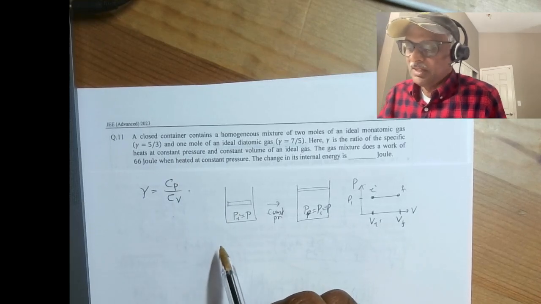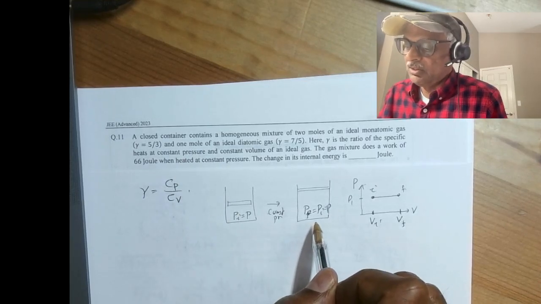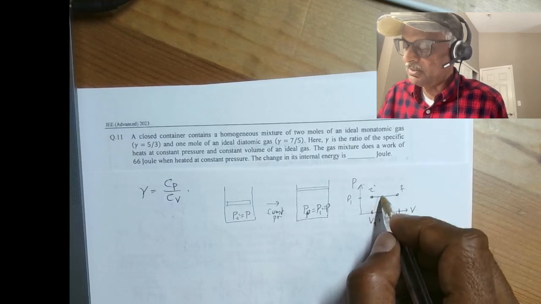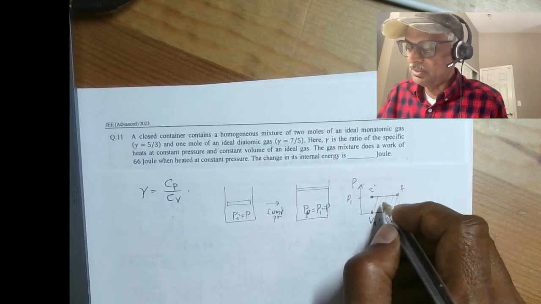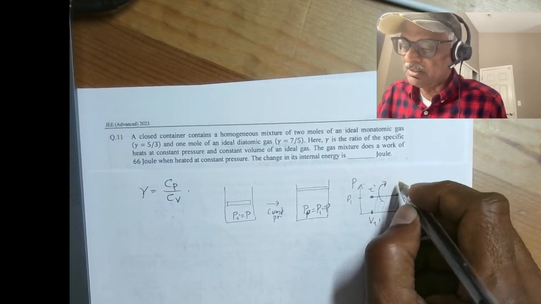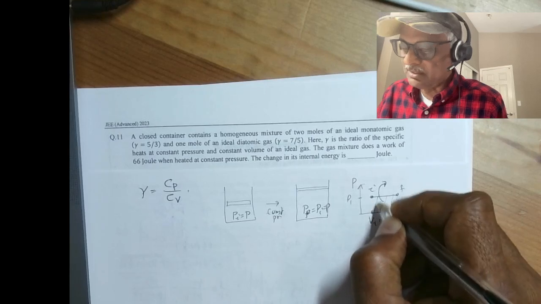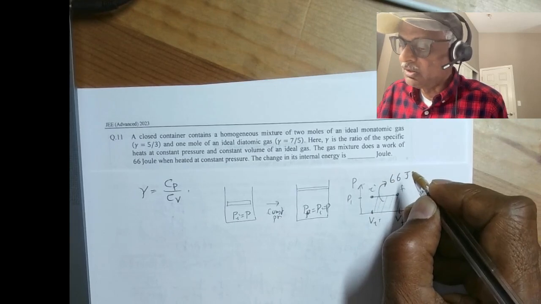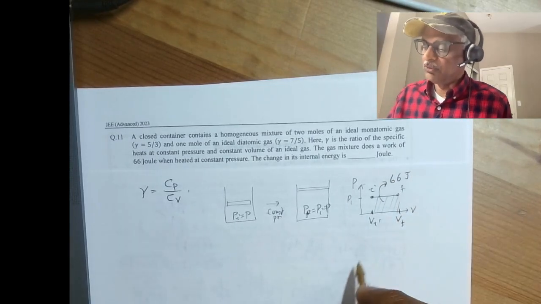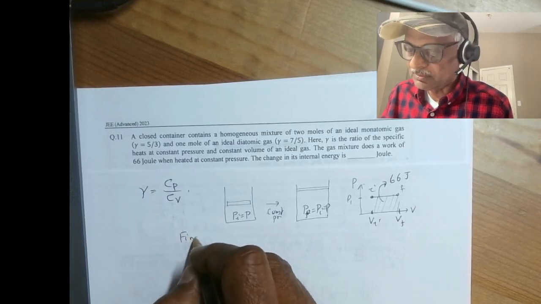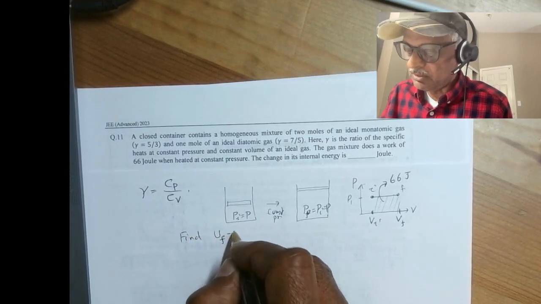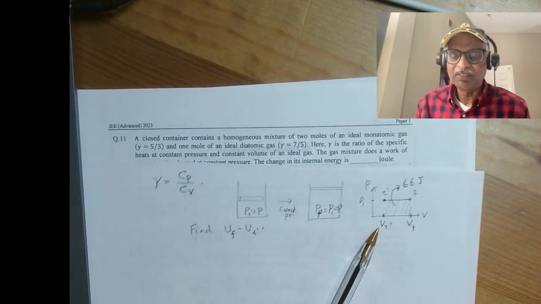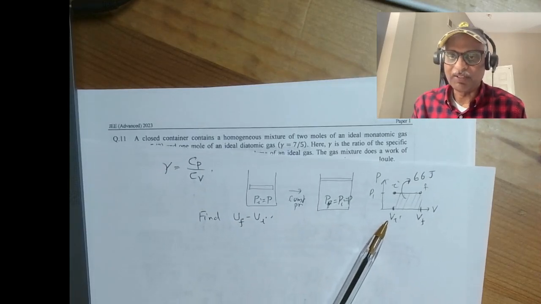You're supposed to find, given the work, which is the area under this curve, given to be 66 joules, U final minus U initial. I'll let you think about it with this description and maybe try to do it.